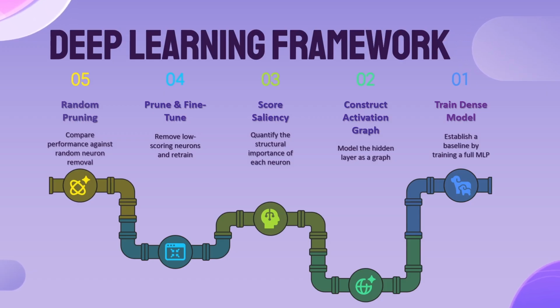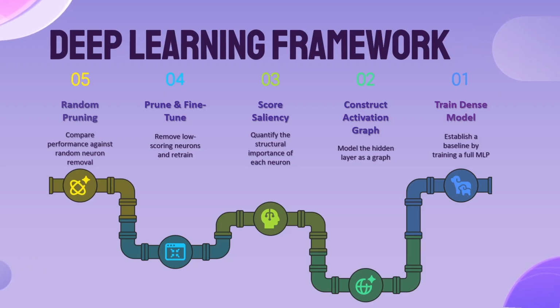Now we remove the neurons that have low saliency scores. In other words, those that don't add much value to the network's decision making. After pruning, we retrain or fine tune the model to recover any lost accuracy and further optimize performance.